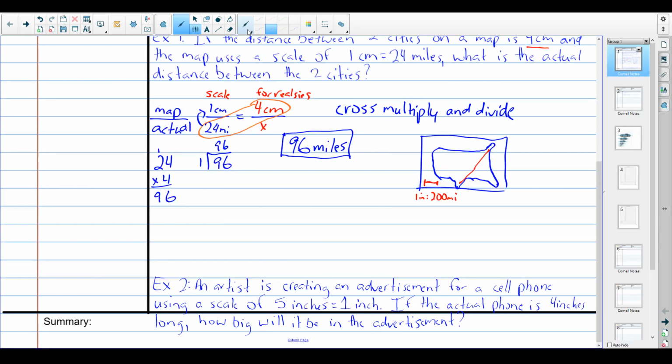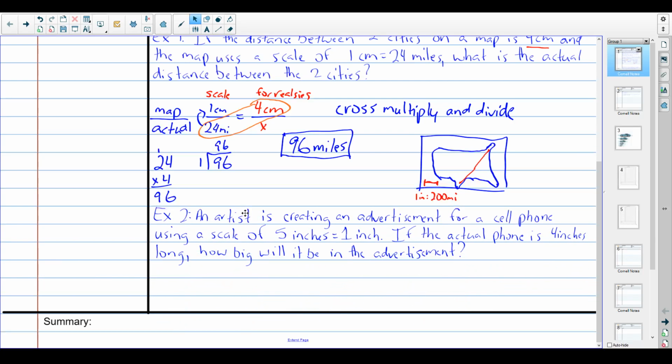So number 2, our business example. We have an artist creating an advertisement for a cell phone using a scale of 5 inches to 1 inch. The actual phone is 4 inches long. How big will it be in the advertisement? So 5 inches is the advertisement. It's like a big ad, right? We've got to blow up the cell phone, make it look bigger, more impressive. Especially because in the book it's a flip phone, which is not selling too well right now.